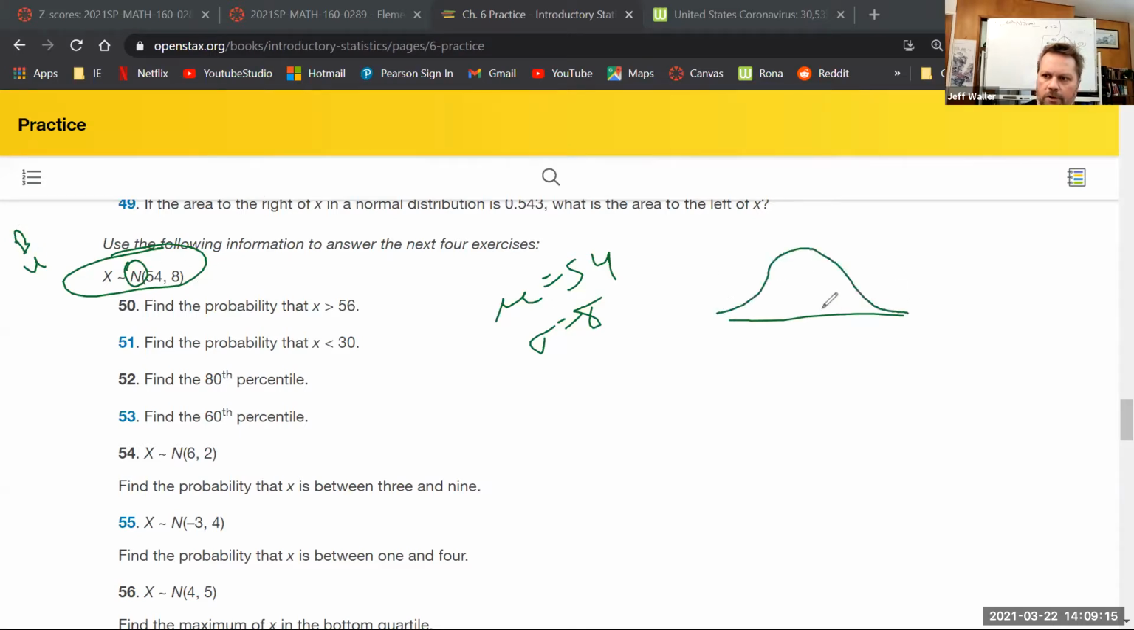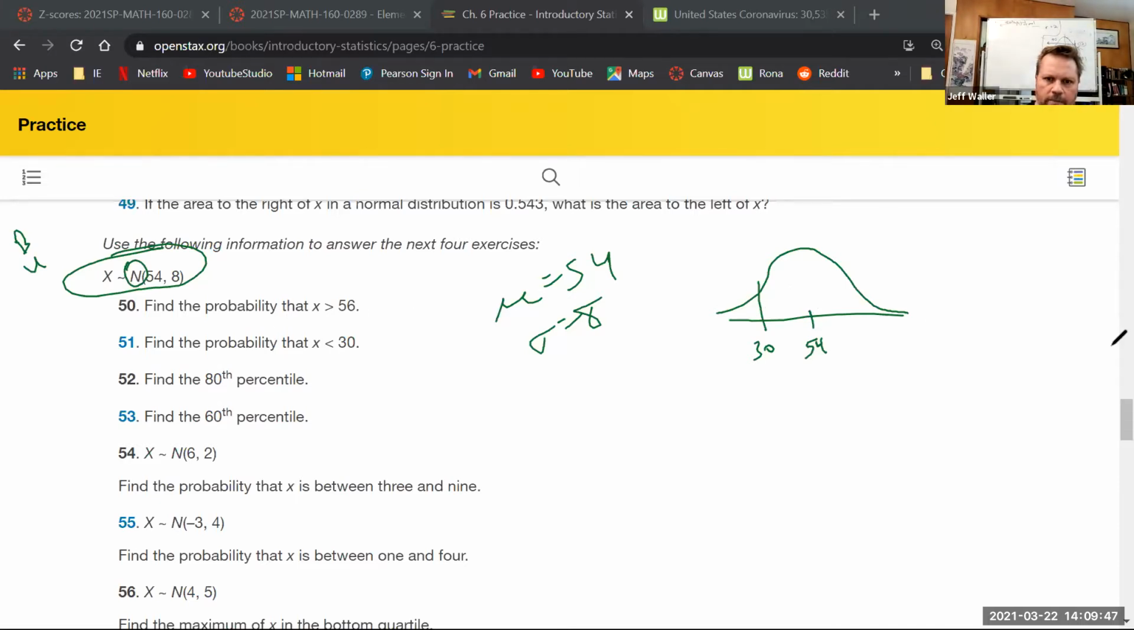I've got my normal curve. The mean is 54. And they want to know the probability X is less than 30. Where's 30? To the left. Good, right? It's got to be this way. The thing that drives me crazy is when people just throw 30 wherever they want to. That's kind of insane. 30 is below 54.